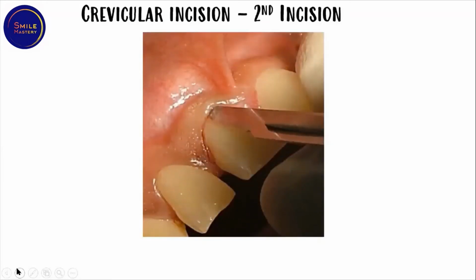Second is the crevicular incision. Even though this is called the second incision, this is usually the first incision in most cases of flap surgery, if your patient does not have inflammation at the time of surgery. So the crevicular incision is the first incision that you will give if there is no inflamed pocket lining or marginal tissue. So how do we do this crevicular incision?